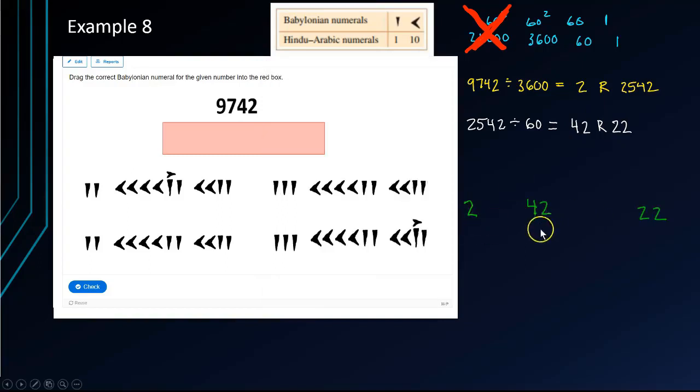So I'm going to have three groupings of these symbols here to represent these three numbers in their respective positions. So for the 2, I'm going to have just the 2 ones. Now notice that these two over here have the 2 ones. This one and this one have 3 ones. So these two are more or less out.